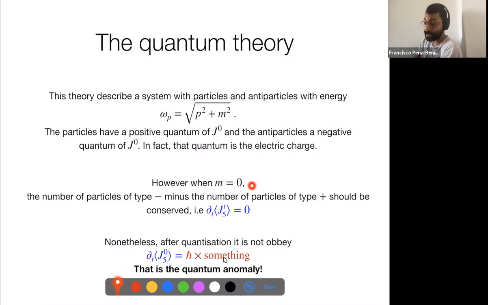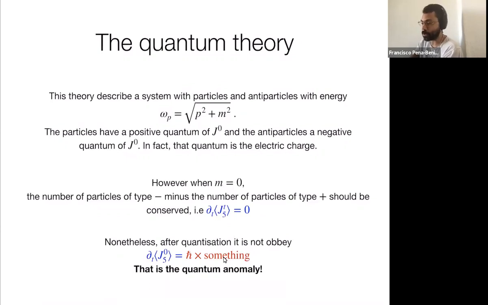In the M equals zero case, as I said before, the number of particles with a plus chirality minus the number of particles with the left chirality is conserved. The point is that when you properly study the quantum theory, you will conclude that that will not happen: the right-hand side of the conservation equation has something that depends on the Planck constant. And that's precisely the quantum anomaly appearing when you try to quantize the theory.